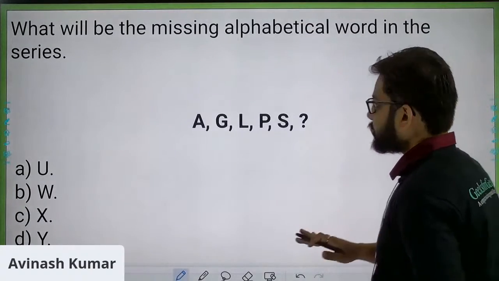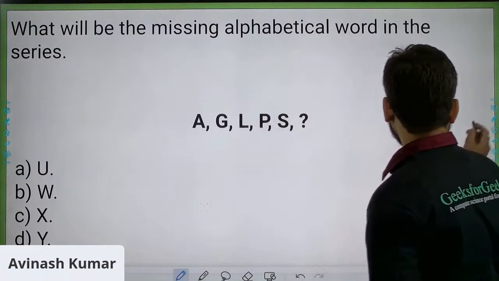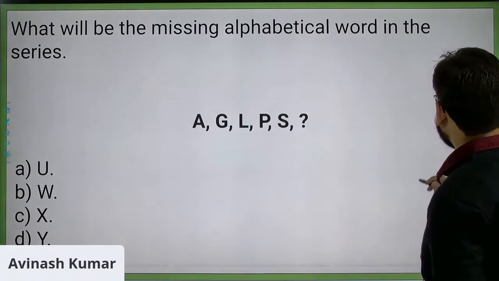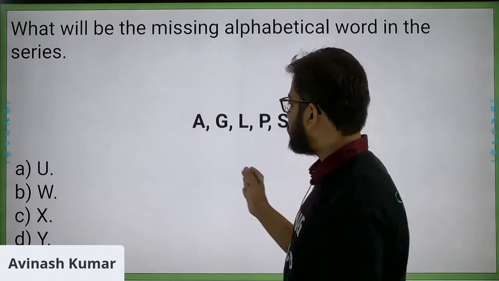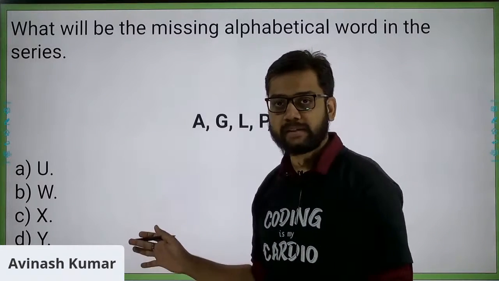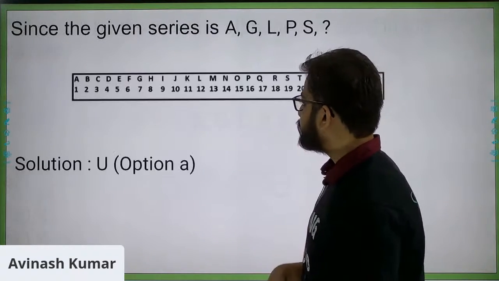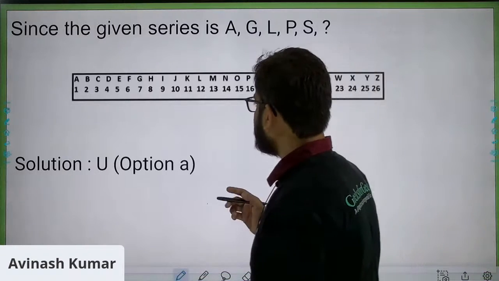Okay, I'll give you some hint. After that you will also continue this. I'm just giving you a hint on how we are going to do this. See, again, this is the same kind of concept we have just read earlier. A, G, L, P, S is an alphabetical series. Now, what we have to do, we have to follow this one. It's like A, G, L, P, S.